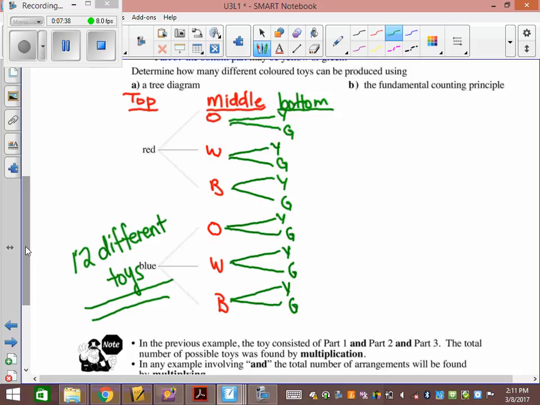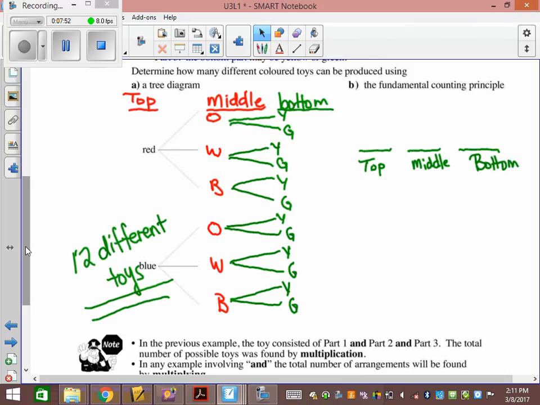So how could we do it using the fundamental counting principle? Well, we could have 3 blanks. This would be the top. This would be all the options for the middle. These would be all the options for the bottom. So Braden, how many options do I have for the top? 2. Mira, how many options do I have for the middle? And Will, how many options do I have for the bottom? 2.